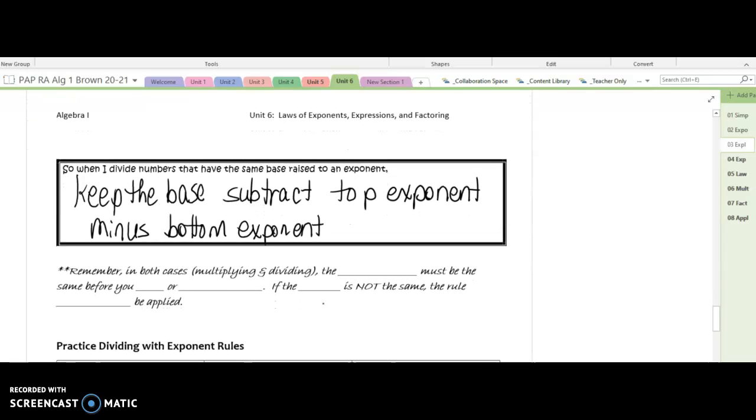Okay. All right, so you have to remember this in both cases, multiplying and dividing: the bases must be the same before you add or subtract. They have to be. You can't do it if they're not. If the base is not the same, the rule cannot be applied.